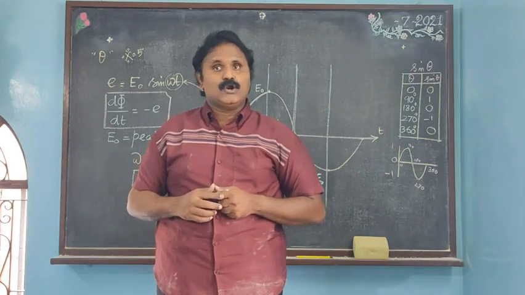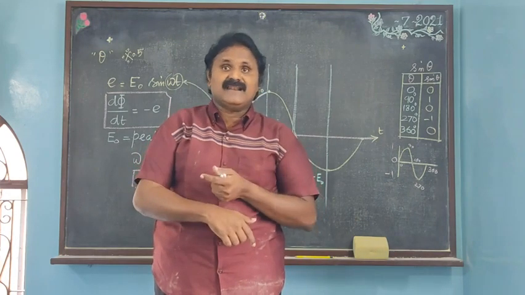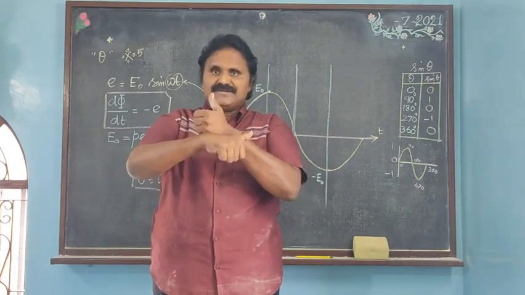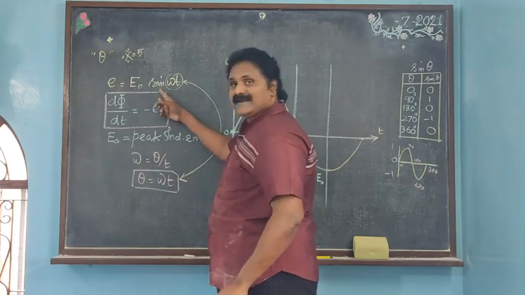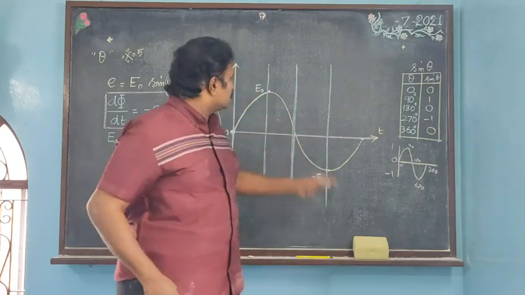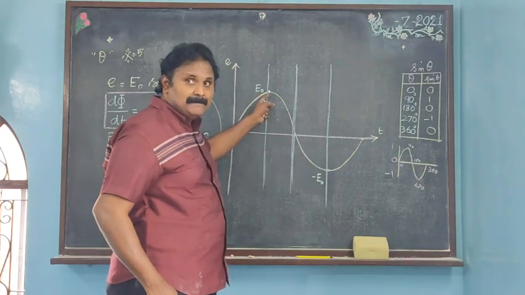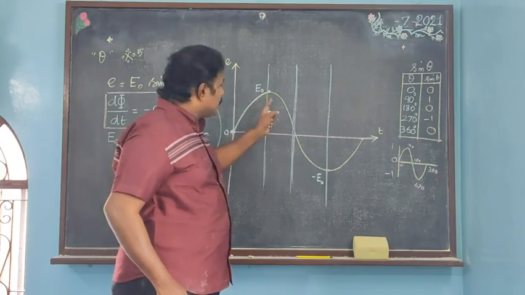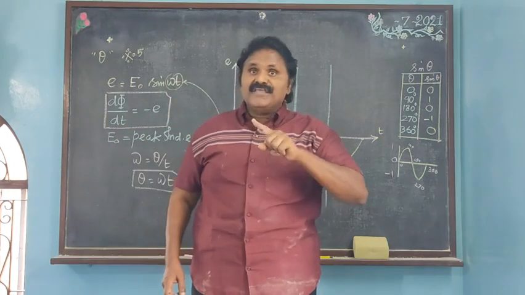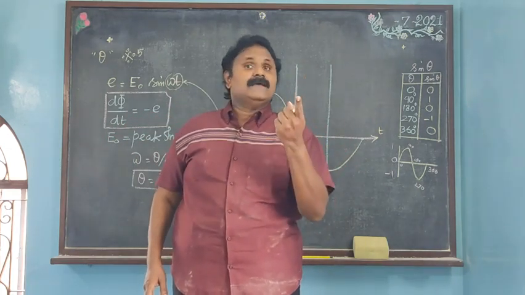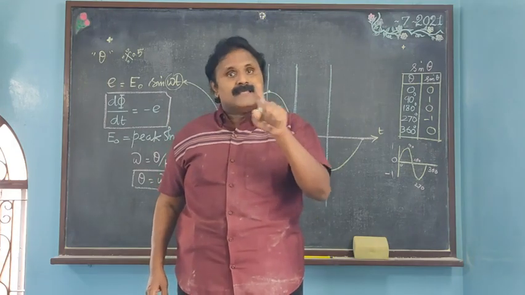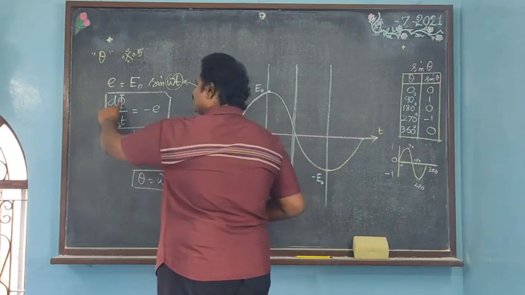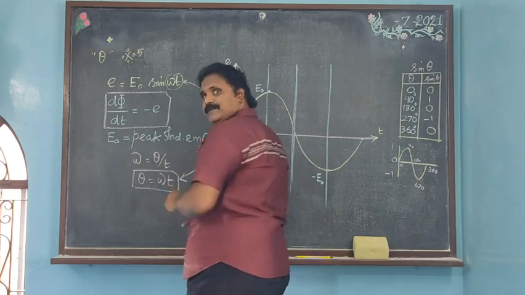When the flux is equal to 0, go to the mathematical analysis. The normal to the coil and the magnetic field make an angle of 90 degrees. Sin of 90 takes the value 1. 1 into E naught is equal to E naught. That's why the EMF is going to be maximum. So when the flux is 0, EMF is maximum. When the flux is maximum, EMF is equal to 0. That is the reason the change in flux and the EMF have a negative relation.